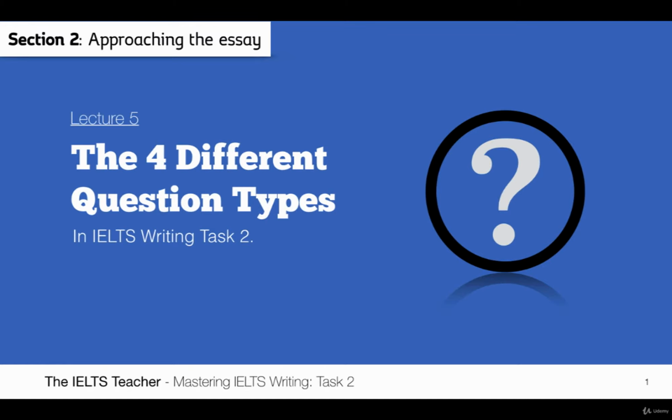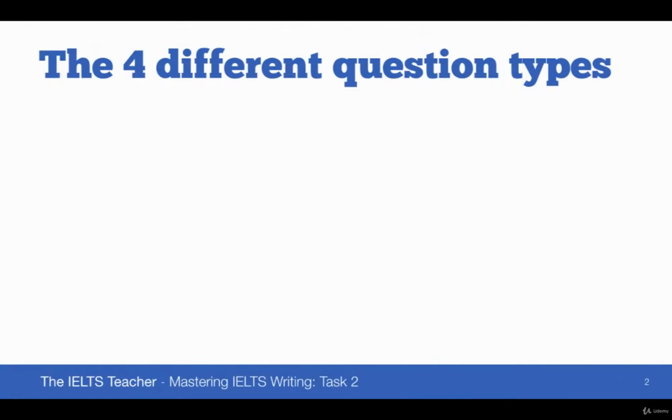Today we are moving into section 2 of Mastering IELTS Writing Task 2 with the IELTS teacher. This section is all about approaching the essay, and the first lecture we're looking at in this section is about the 4 different question types in IELTS Writing Task 2. So, 4 different question types. What are they?